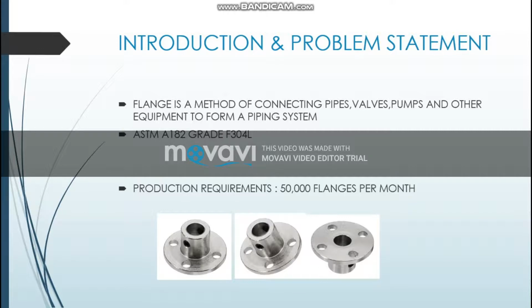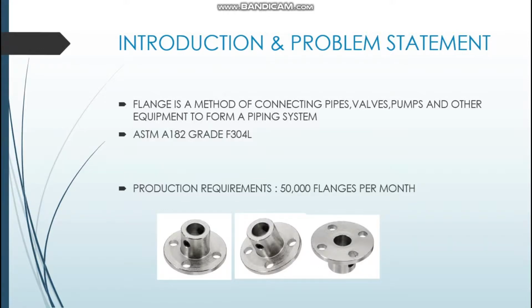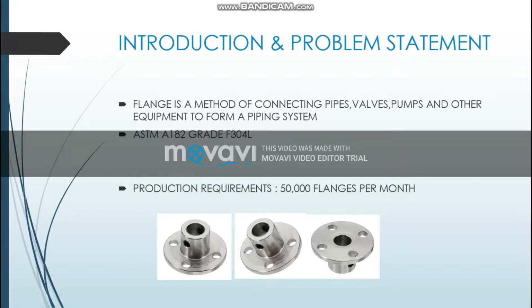Introduction and problem statement. A flange is a method of connecting pipes, valves, pumps and other equipment to form a piping system. We will use ASTM A182, grade F304L. Production requirements: 50,000 flanges per month.